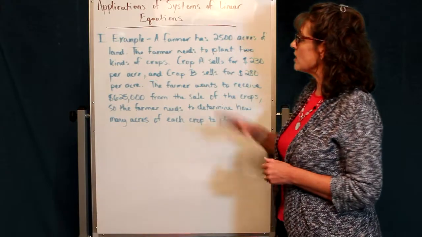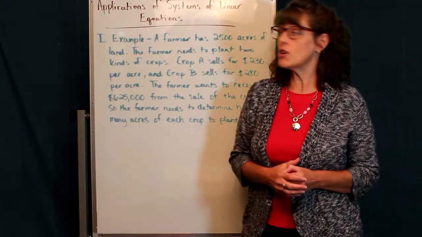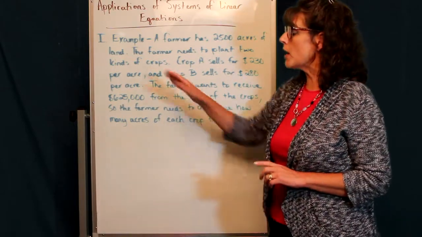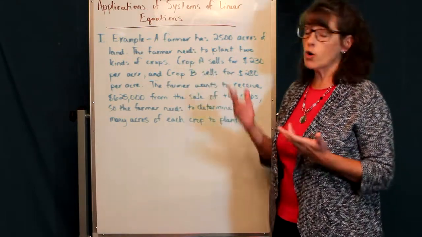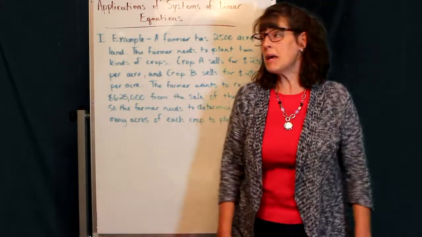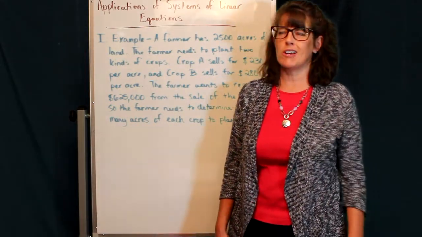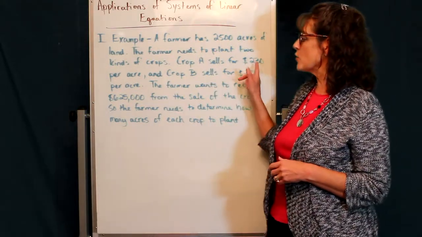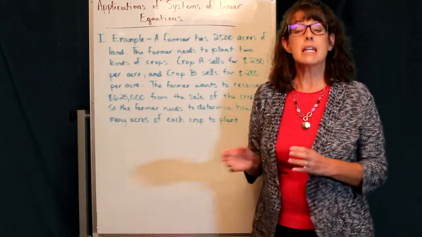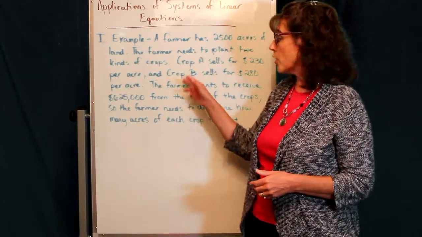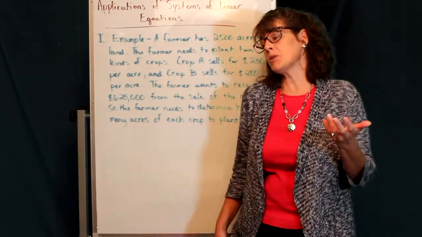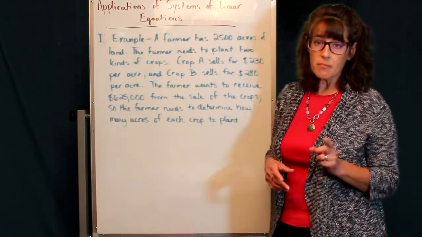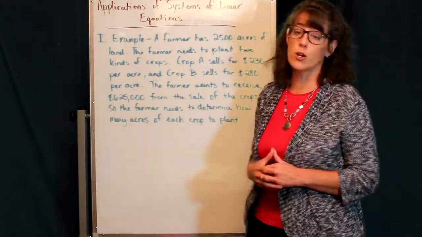So what we have here is a farmer that has 2,500 acres of land. The farmer needs to plant two kinds of crops. One we're going to call crop A. Maybe it's asparagus. Maybe it's artichokes. Not artichokes. I don't know. It doesn't matter what the crop is. But crop A sells for $230 per acre. Now, the farmer's going to plant a second crop. We're going to call it crop B. Maybe it's broccoli. Maybe it's Brussels sprouts. I don't know. Maybe it's carrots. But it's crop B. This crop sells for $280 per acre.